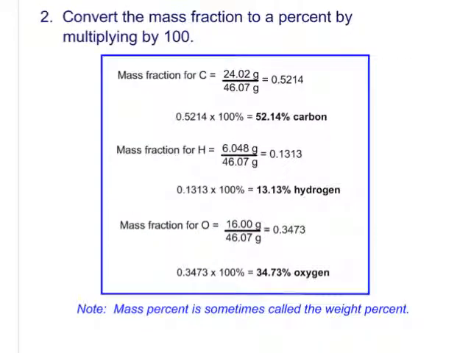This is the easy step. Let's take each one of those fractions, which I just simply rewrote right here, the whole calculation for each of those. And we take the fraction and we multiply it by 100%. That gives us our percent of each of those elements in the compound of ethanol. Note, mass percent is sometimes also called the weight percent.